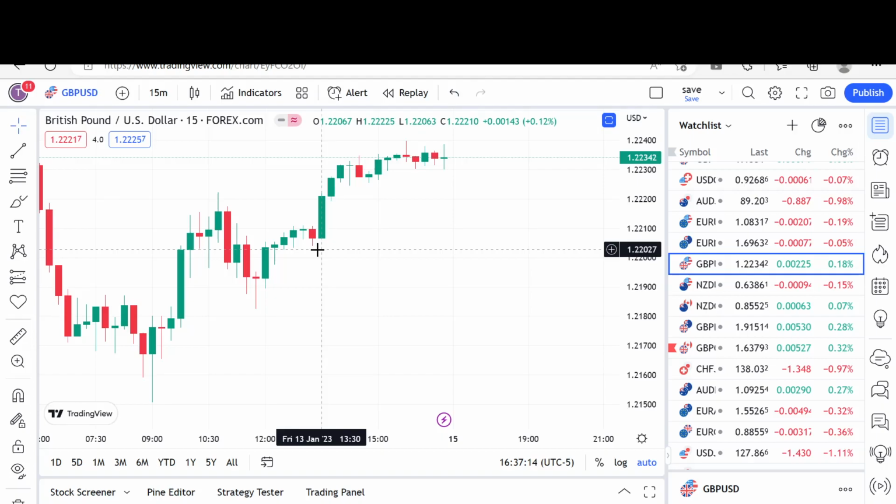Okay, so this is going to be a quick video going over key liquidity pools that you need to be aware of. So step number one, you need to know that there is buy side liquidity resting above old highs and sell side liquidity resting beneath old lows.